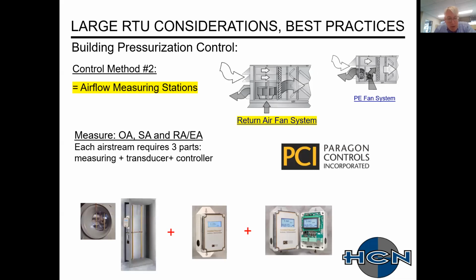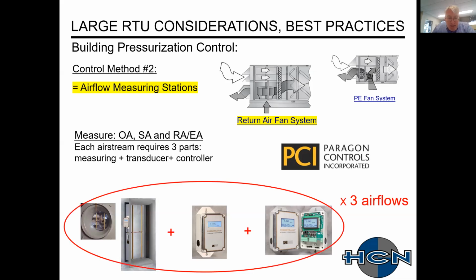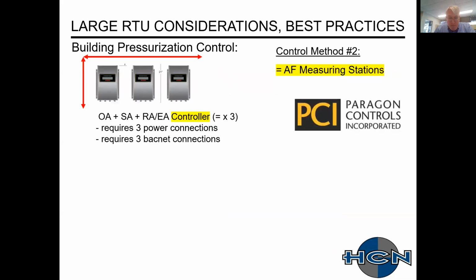The pictures down below just depict the three components. On the left, you have your measuring devices with pitot tubes. In the center, you have your transducer, and on the right is your controller. And just realize that for each of these three airflows, you have each of these three different components.